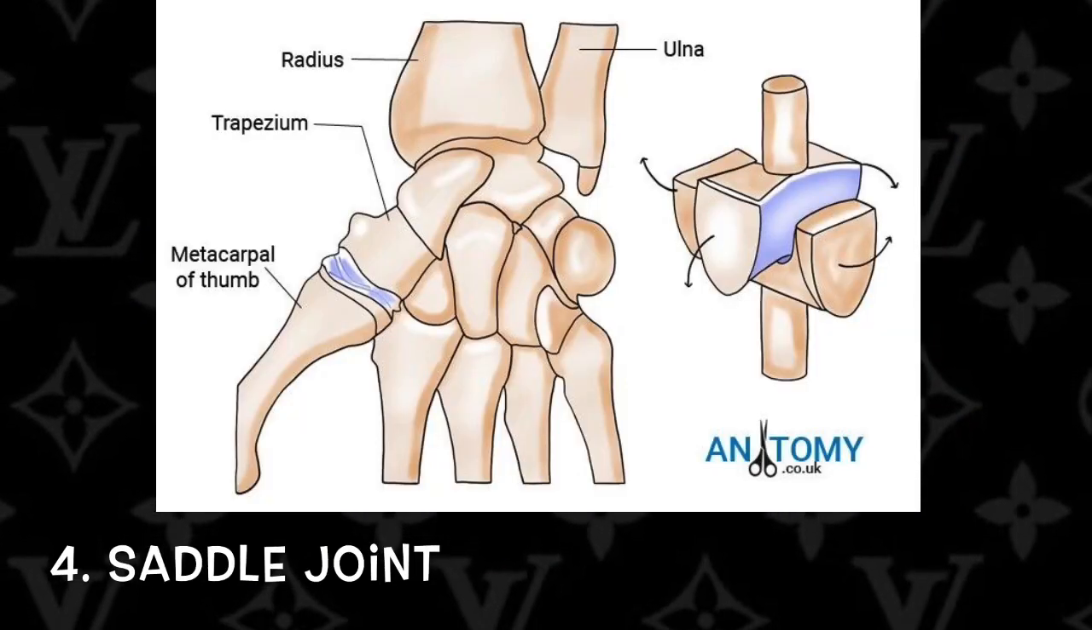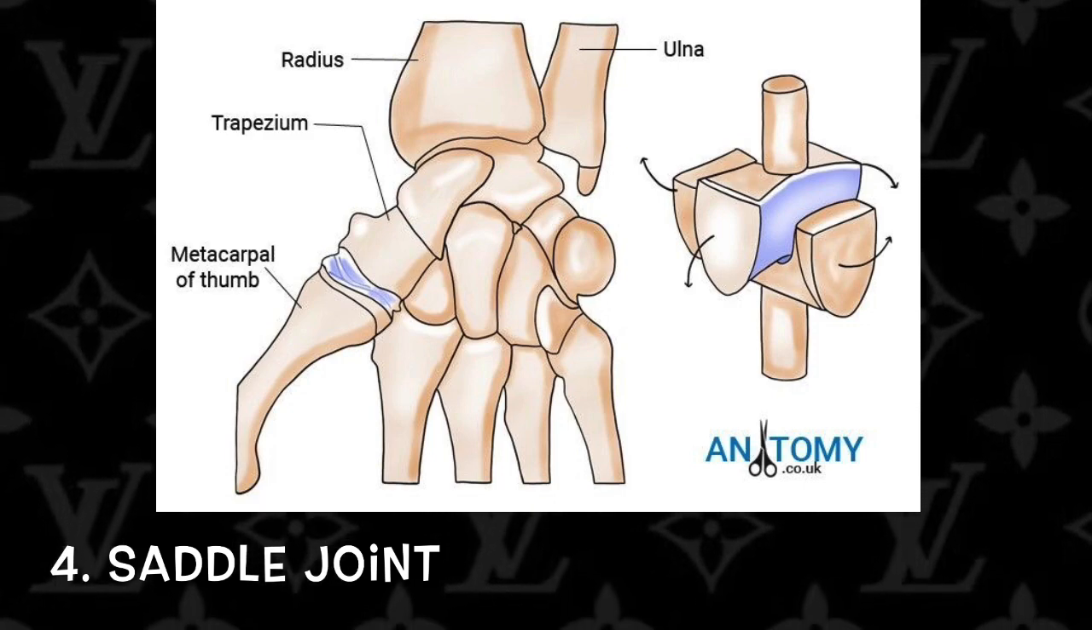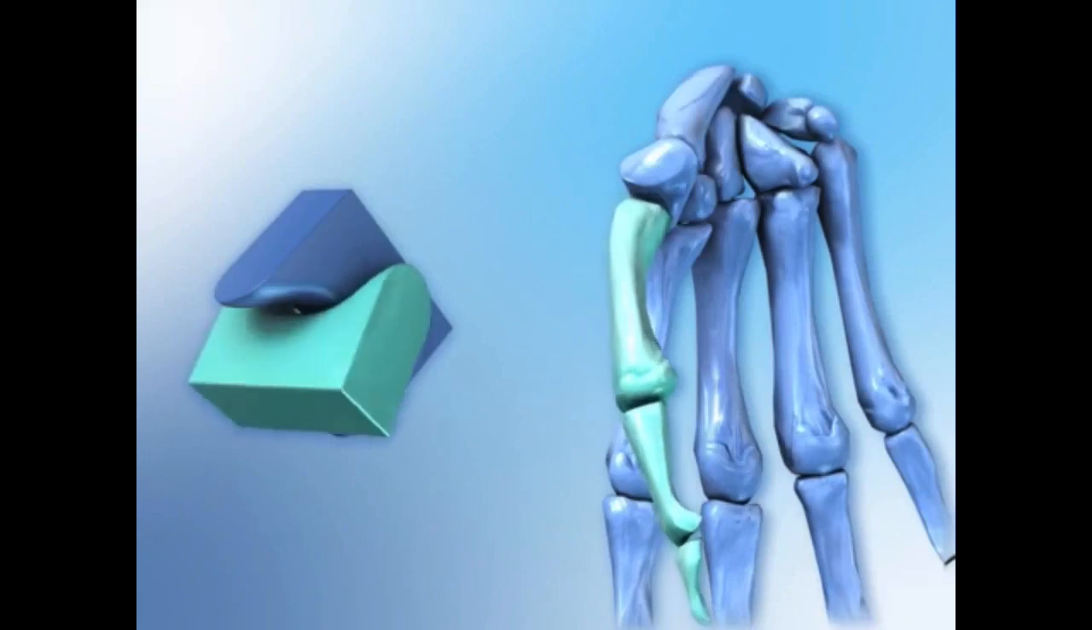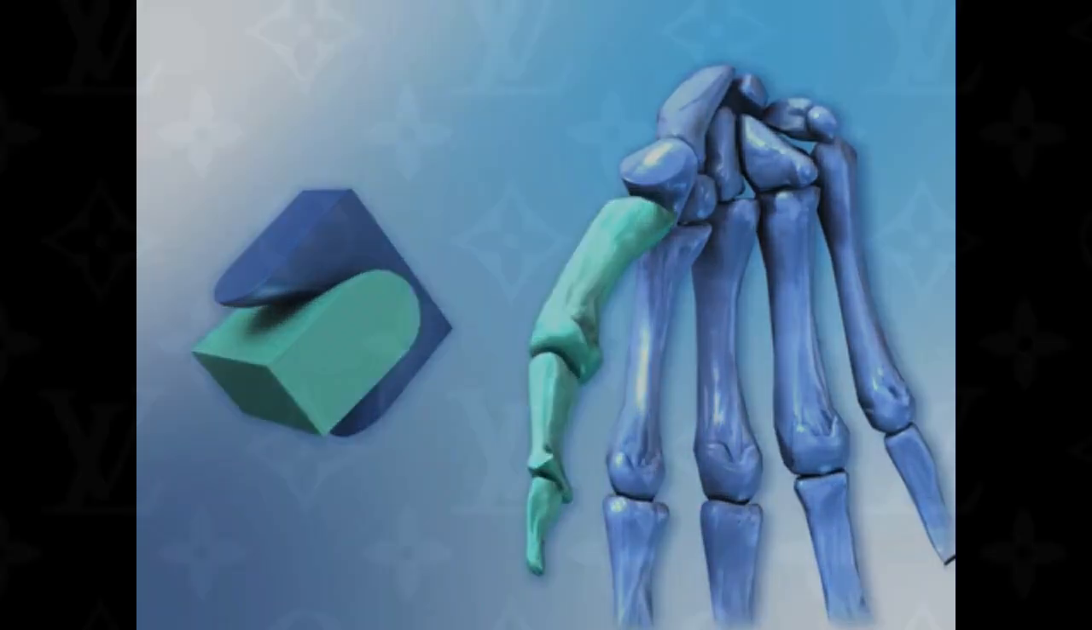Next we come to the saddle joint. A saddle joint is a biaxial joint. Here the bones are set together as in sitting on a horse. Example, the carpometacarpal joint of the thumb.